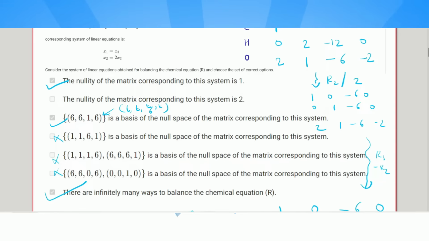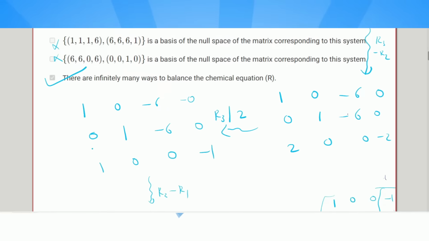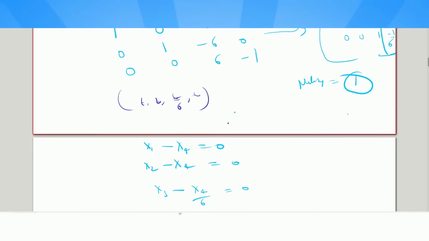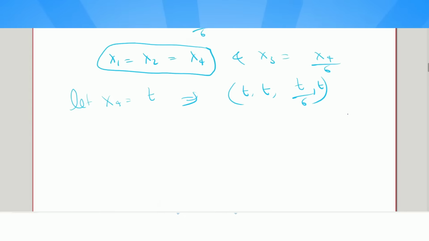So this will be correct. This will be wrong. The basis of null space matrix, this will also be wrong. This also be wrong. There are infinitely many ways to balance the chemical composition, because this equation having the many solution, not a unique solution. Okay, that's right. Come to the next question.